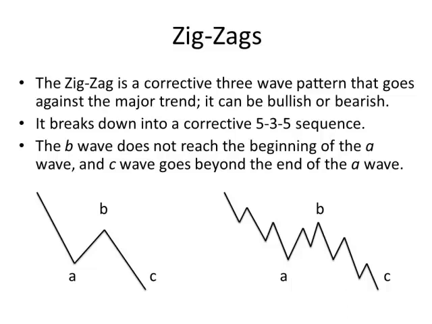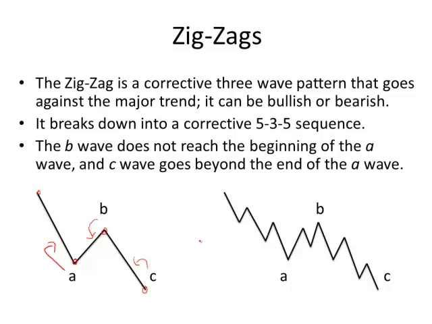I'm just going to use my pointer here. We have the A wave, which is this one, and you can see that it goes from here to here. Then we have the B wave, which is this one, that ends here, and this does not reach the beginning of the A wave. So it always ends up lower than this point here. That's what we need to know. And then we have the C wave, which is this one, and this wave ends at this point here, lower than the A wave. The same thing would apply if we reversed it as well. So this is the basic pattern, what it looks like.